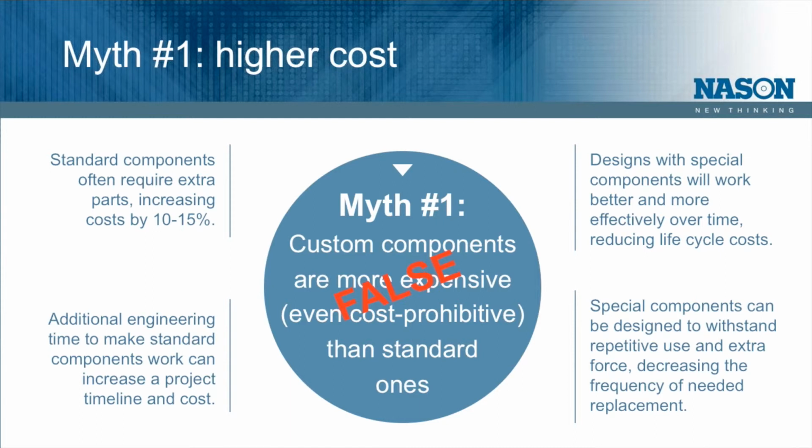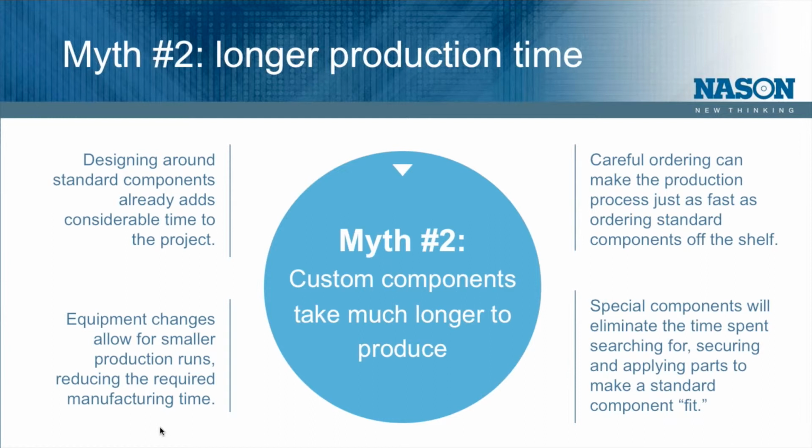Myth number 2, custom components take much longer to produce. This is also false. The fact is, engineers often find themselves designing around standard components, which on its own can add considerable time to the project. Many manufacturers are now using manual equipment, allowing them to produce smaller quantities of components, keeping them from breaking into larger production runs. This decreases the turnaround time of special components to roughly the same amount of time it takes to secure a standard component.